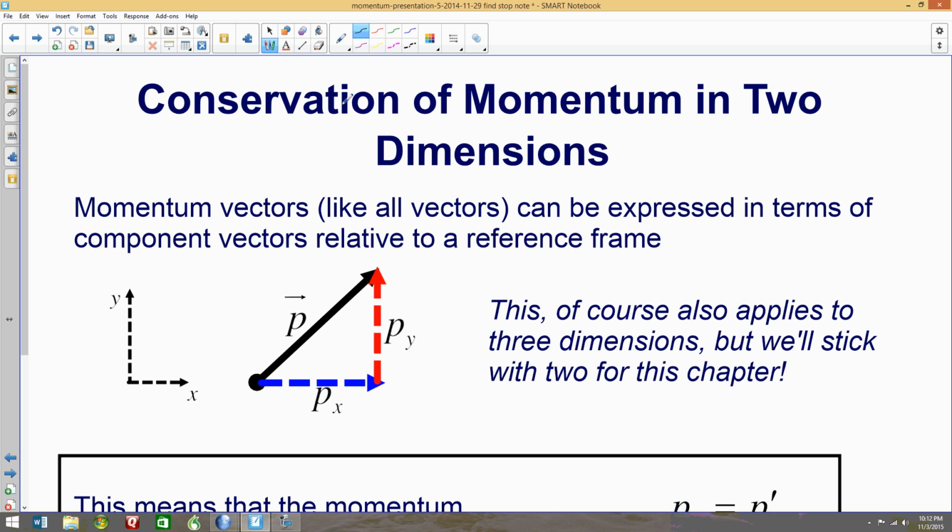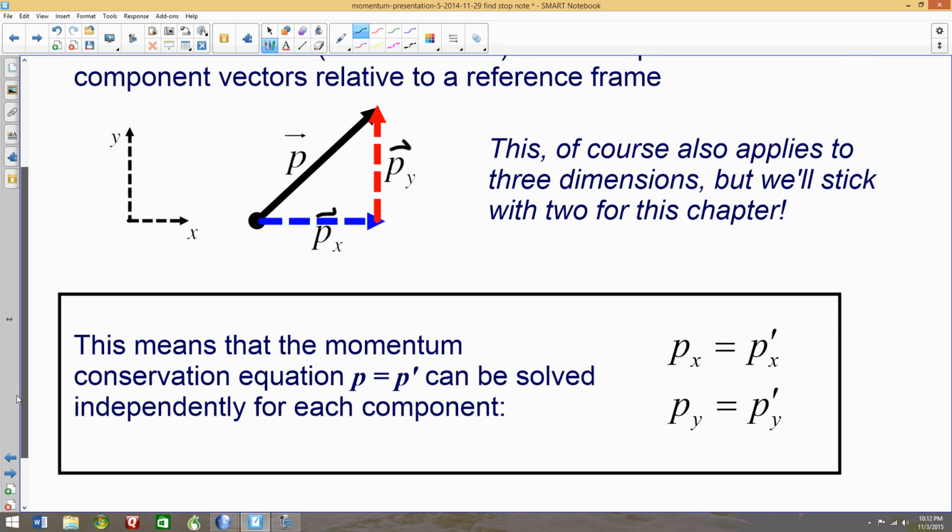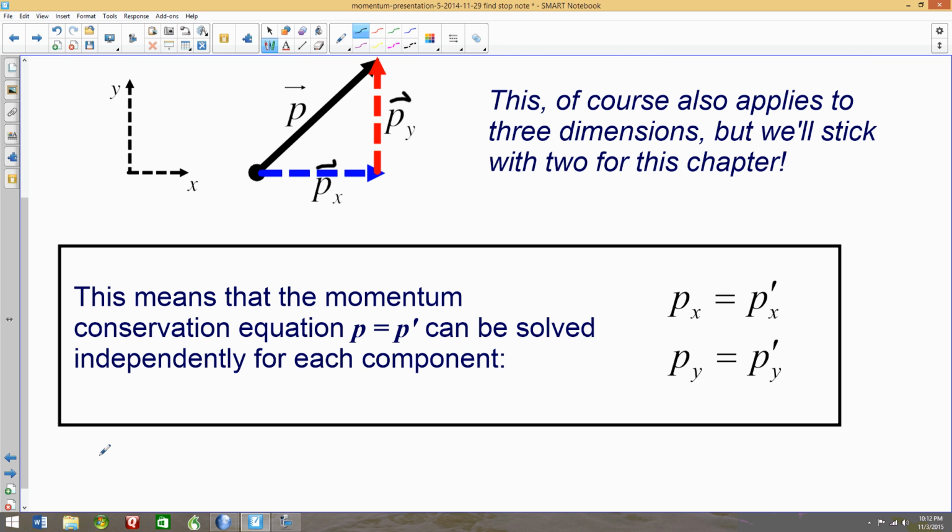I'm just going to fix this a little bit. If you have an arrow there, it's a vector. There we go. Okay, this of course also applies to 3 dimensions. So for those of you that are going into engineering, you will be doing 3-dimensional problems. For the rest of us, we're going to stick with 2D.